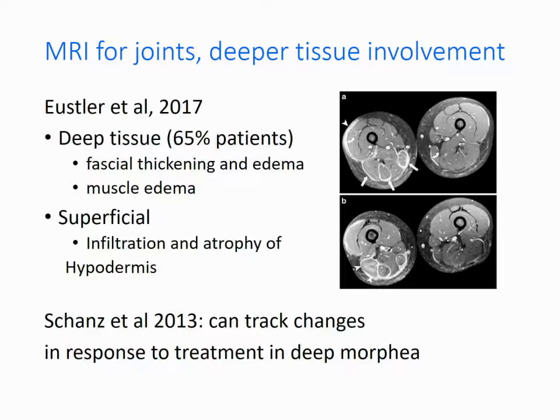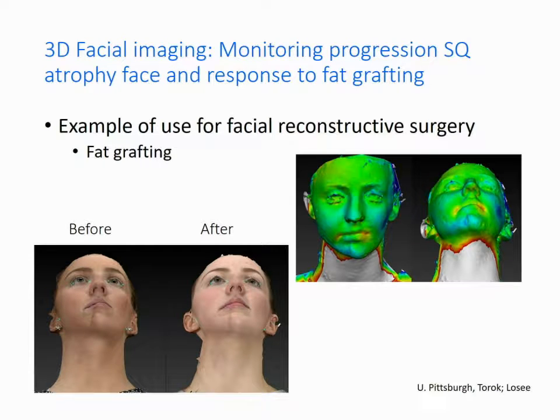And another researcher, Chance, also found that you could track changes in response to treatment and deep morphea. We have found that MRI is not as good for superficial tissue as the ultrasound because of technical issues. The ultrasound is much better for superficial, but the MRI is much superior for deeper layers like the joint or the bone.